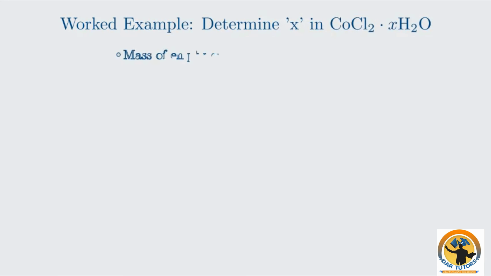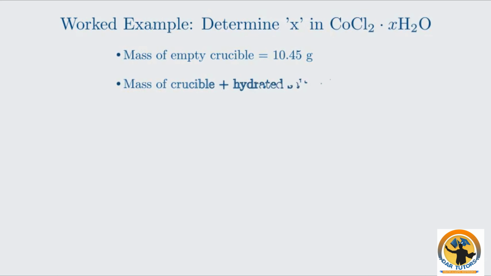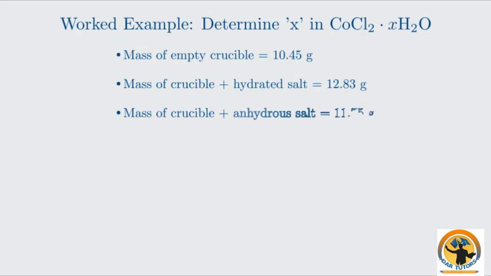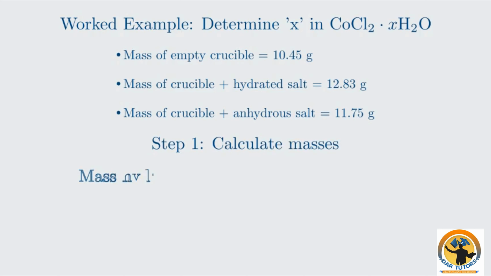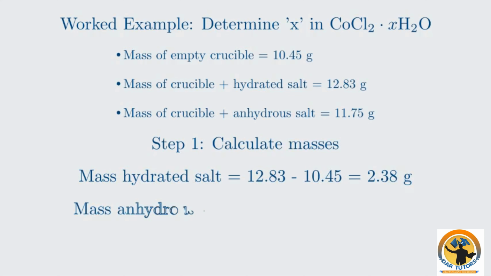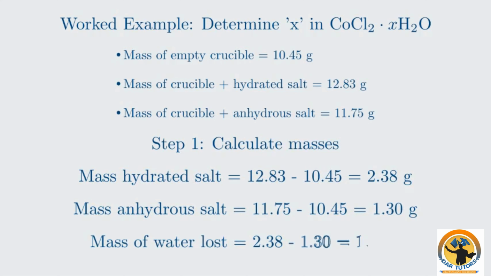Let's work through an example to calculate the formula of a hydrated salt. We have the data from heating hydrated cobalt(II) chloride. We need to find the formula CoCl2.XH2O. First, we need to find the mass of the hydrated salt, the anhydrous salt, and the water lost. The mass of the hydrated salt is the total mass minus the crucible mass, which is 2.38 grams. The mass of the anhydrous salt is the final mass minus the crucible, 1.30 grams. The mass of water lost is the difference, 1.08 grams.